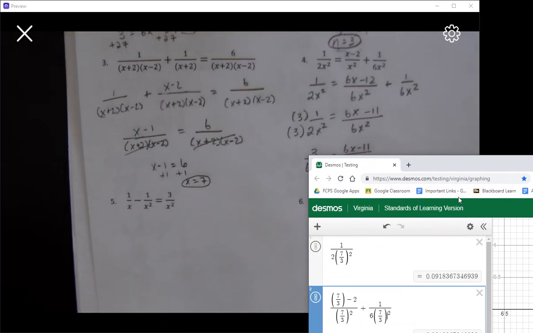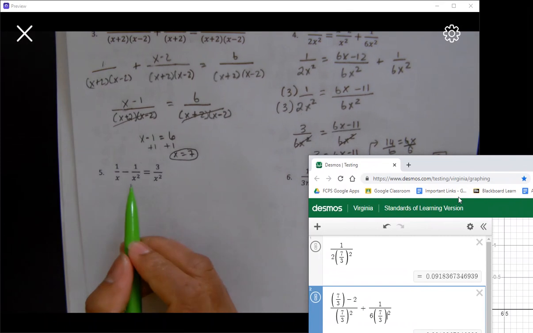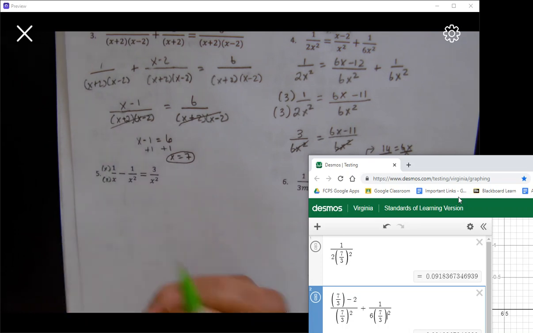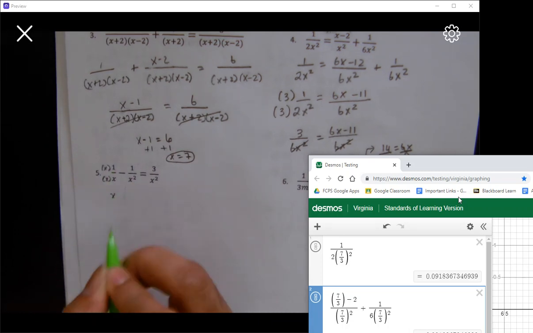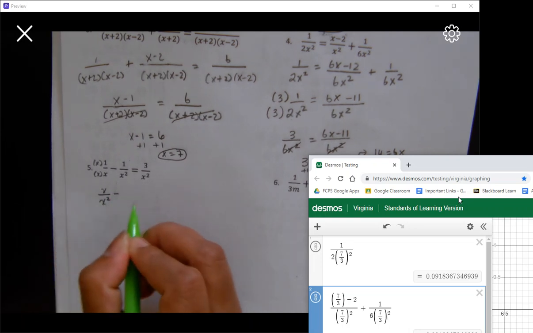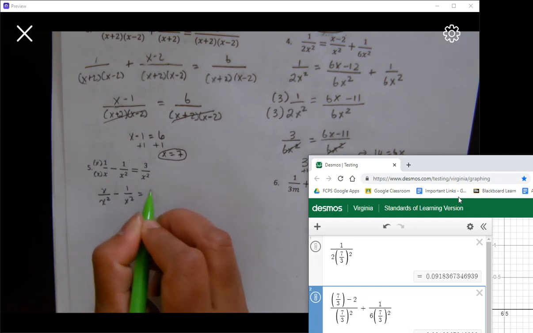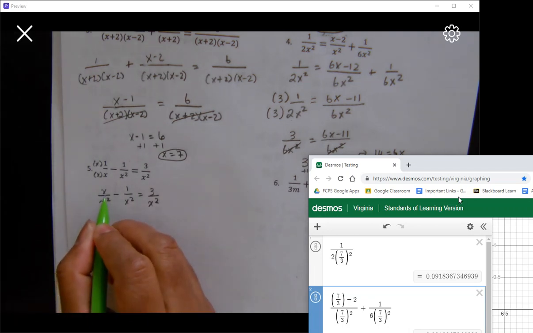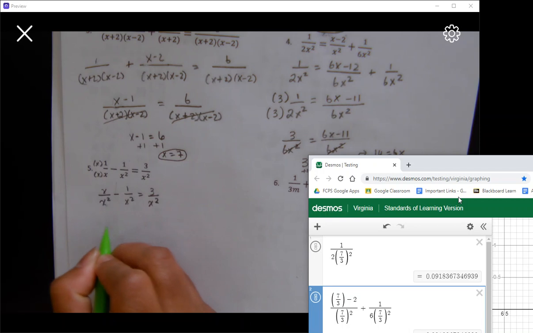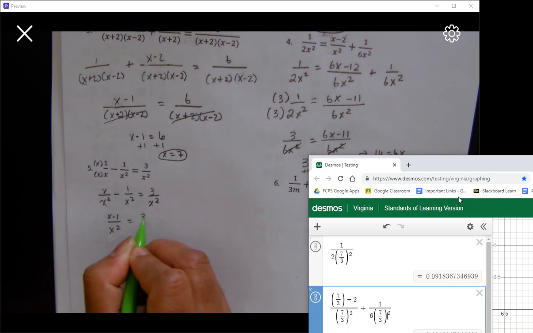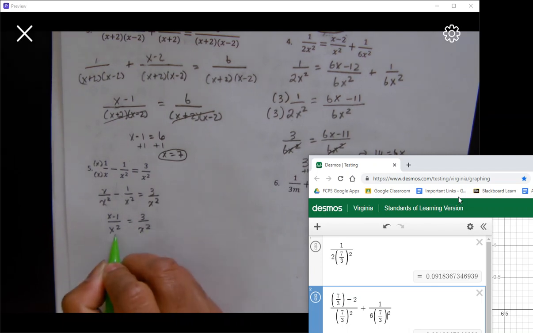Okay, two more problems. So right here, I need to have a common denominator to put these two together. So I'm going to put an x in the numerator and denominator. So 1 times x is just x over x squared minus 1 over x squared, and then bring everything else down. Now you can put the numerators together since I have the common denominator. x minus 1 equals 3 over x squared. Now I have the same thing, I can put the numerators together.